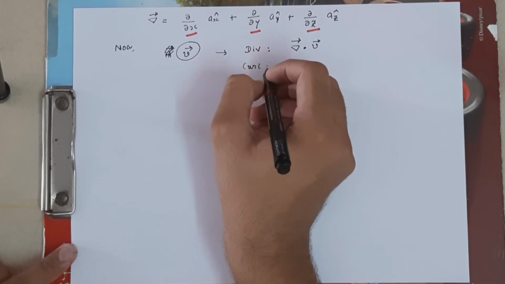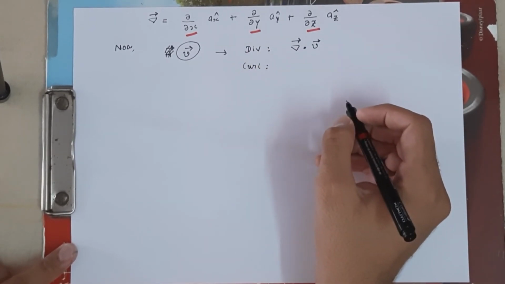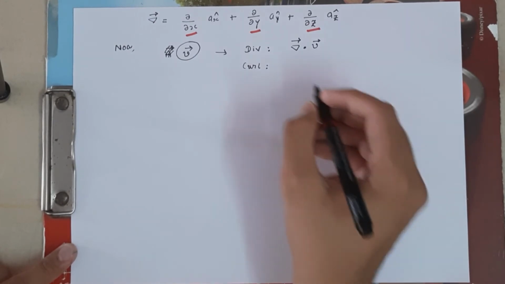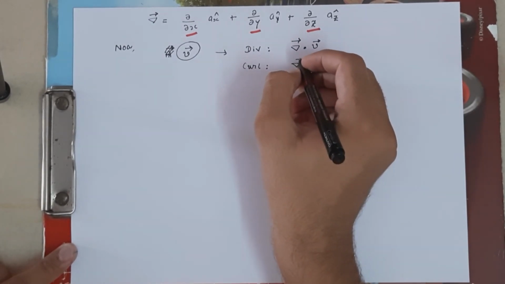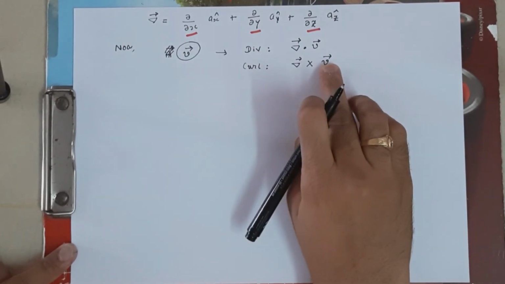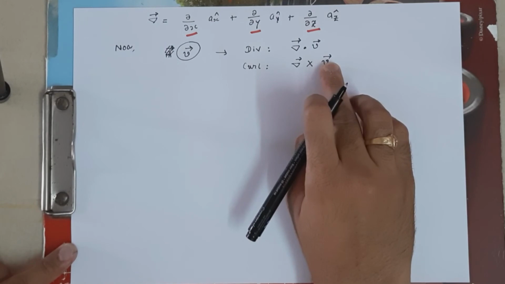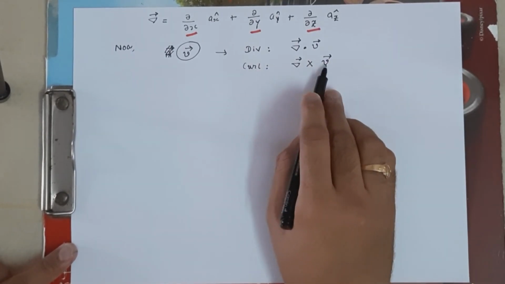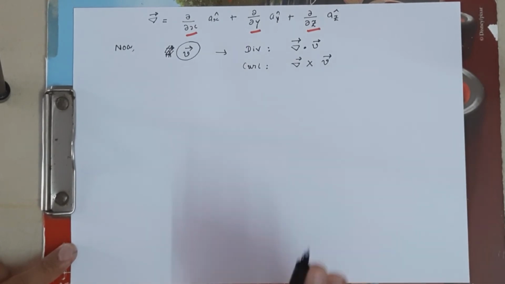Second, what is curl? Curl means change in direction. To find change in direction, we have to use the cross product. So curl means the cross product of any vector quantity, here vector a, b, c, d, you can write any vector, with the del operator. It is known as curl.